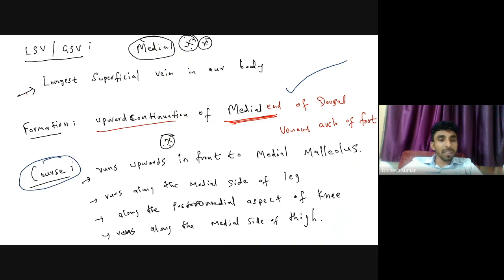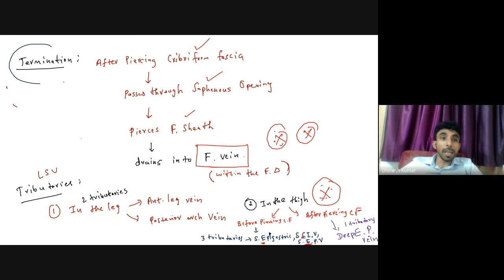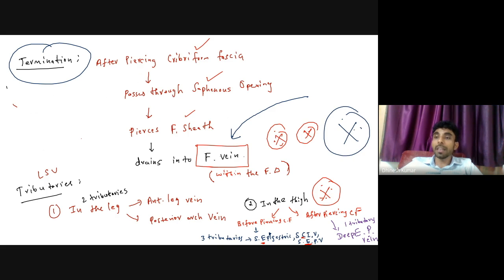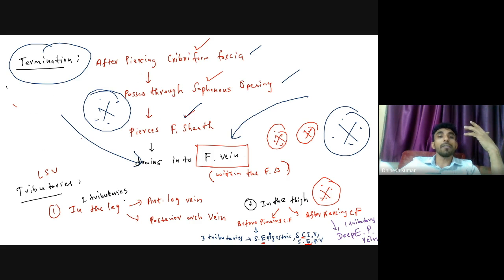Course is not important in spotters. Anyway, it runs in front of medial malleolus, along the medial side of leg, along the medial side of thigh. What about the termination? It finally terminates or drains into femoral vein within the femoral triangle, after piercing cribriform fascia, saphenous opening, and femoral sheath.